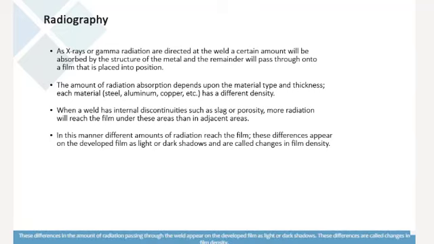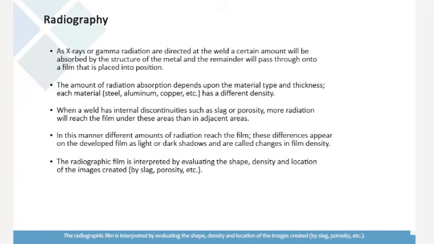These differences in the amount of radiation passing through the weld appear on the developed film as light or dark shadows. These differences are called changes in film density. The radiographic film is interpreted by evaluating the shape, density and location of the images created by slag, porosity, or other discontinuities.